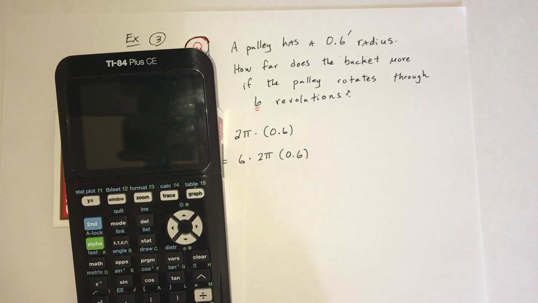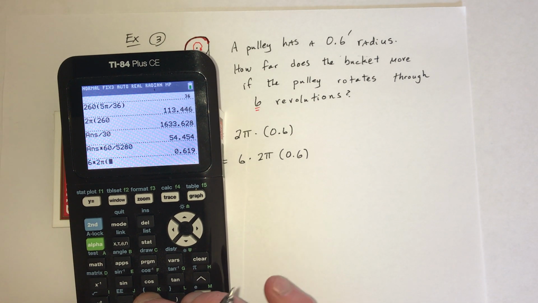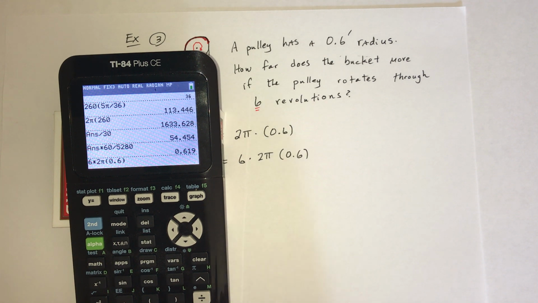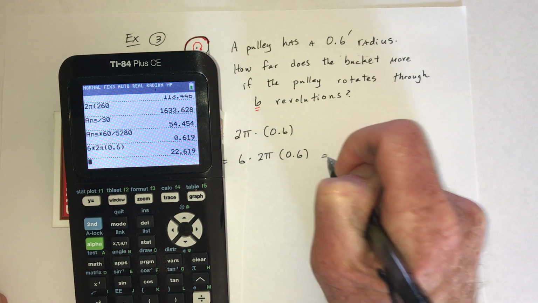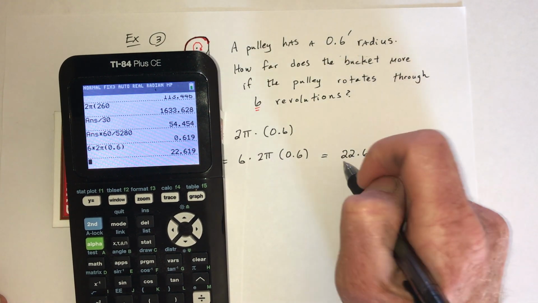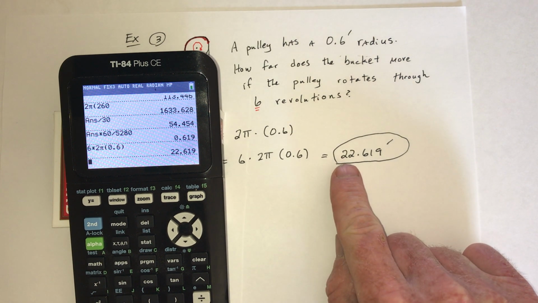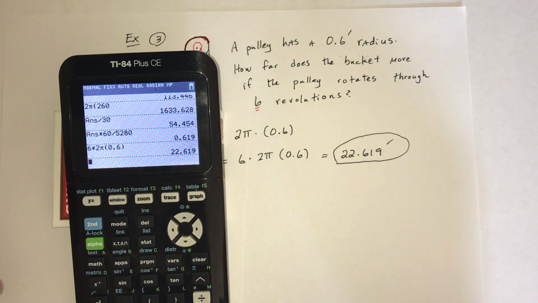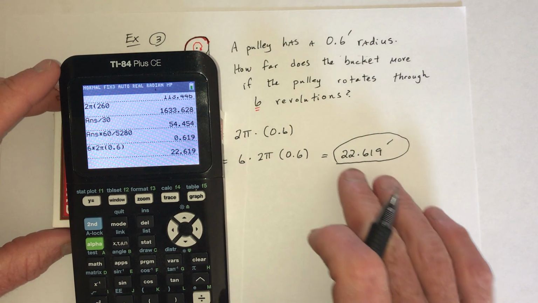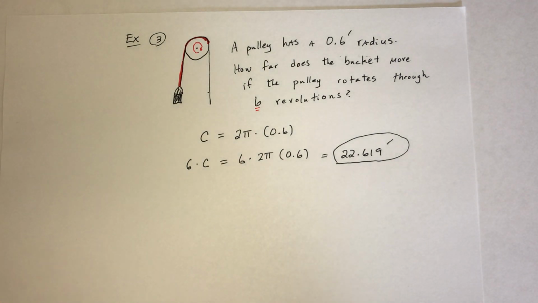So how much is 6 times 2 pi times 0.6? And that would be 22.619, and the units are in feet. So it would be pulled up a little more than 22.5 feet. Every 10 feet is a story, so actually that would take it up 2 stories. So that would actually take it to basically the beginning of the 3rd story. Somebody on the 3rd story could grab that bucket and they could have some free water.